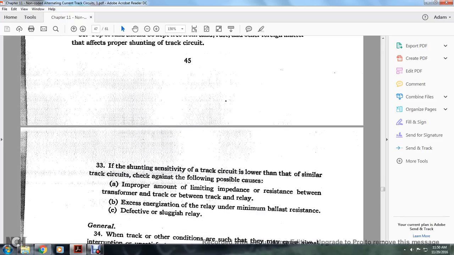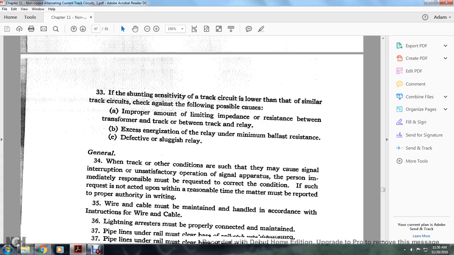33. If the shunting sensitivity of the track circuit is lower than that of a similar track circuit, check the following possible causes of the improper shunting: A. Limiting impedance or resistance between the transformer and the track, and between the track relay and the track. B. Excessive energization of the relay under the minimum ballast resistance. And C. A defective sluggish relay.